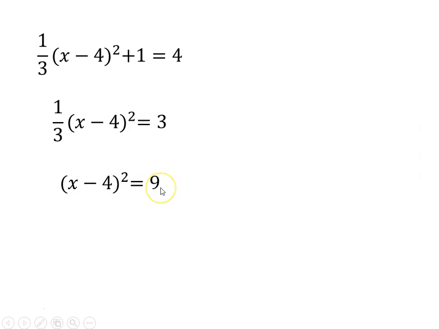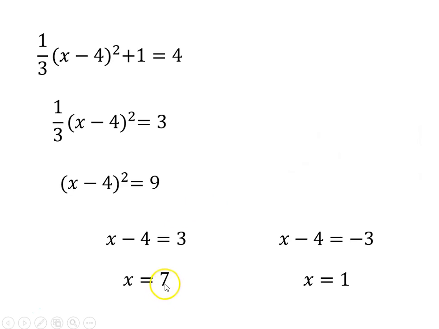What squared is 9? That would be 3, because 3 squared is 9. Or it could be -3. -3 squared is also 9. So x minus 4 could be 3, or x minus 4 could be -3. Solving each of those, we get 7, because 7 minus 4 is 3. Or x could be 1, because 1 minus 4 is -3. So the solutions to this quadratic equation are 7 and 1.